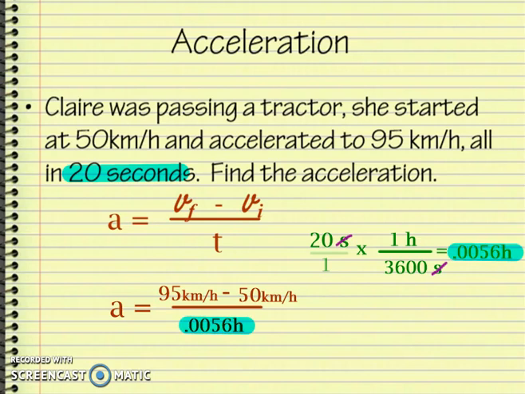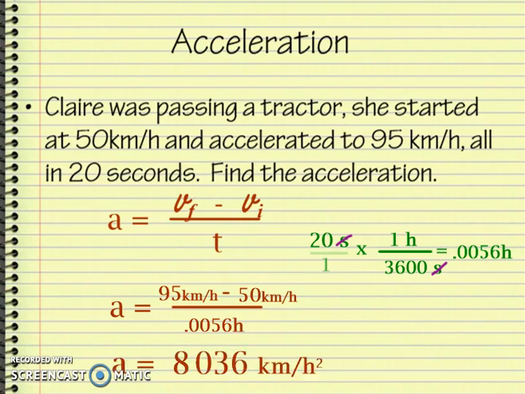Okay, there it is. So now you quickly put it in your calculator. If you're going to stick it in your calculator straight up, either you need to calculate your numerator and press equals, or else you need to put parentheses around that numerator and then divide by the 0.0056. And when you do that, you're going to get 8,036 kilometers per hour squared. Remember also, just one little thing, that in metric we do not write commas in our large numbers.